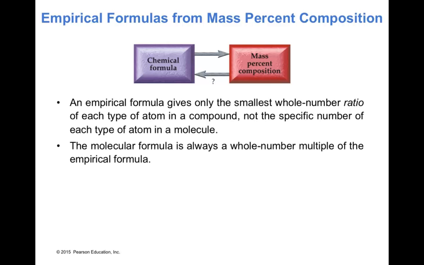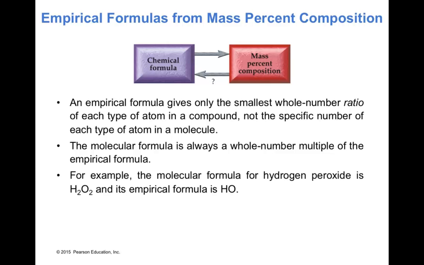The molecular formula is always a whole number multiple of the empirical formula. For example, the molecular formula for hydrogen peroxide is H2O2, and its empirical formula is HO. So here we have the molecular formula, and this is the empirical formula from this molecular formula. And sometimes the molecular formula is the same as the empirical formula, as for example in water, H2O. H2O is the molecular formula, but it is also the empirical formula.